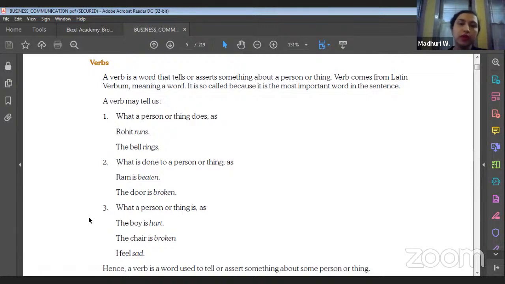It also talks about the state of being of a thing or a person. For example, the boy is hurt. How is that boy feeling? The boy is hurt. It's a state of being. The boy is hurt. The chair is broken. Again, it talks about the state of the chair. I feel sad. It talks about a state of me, right? My mental state, for example. I feel sad.